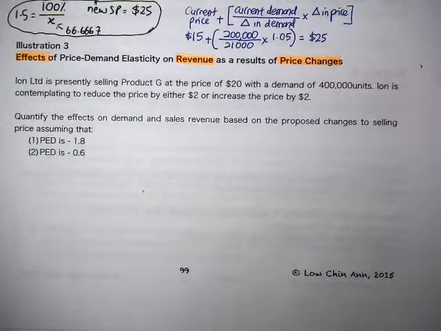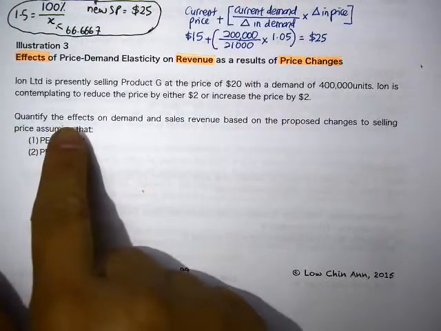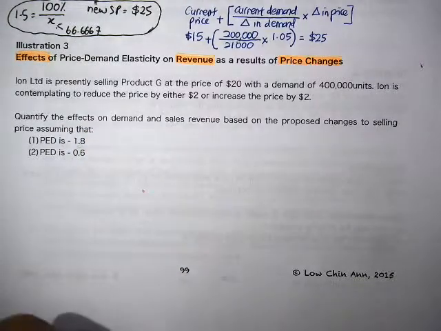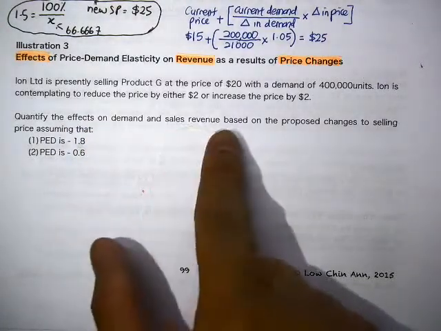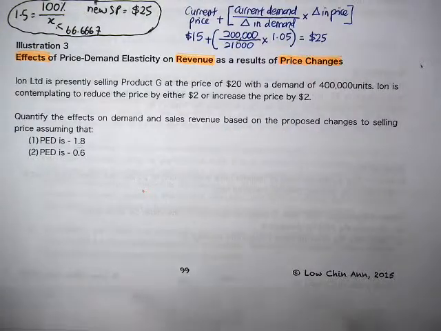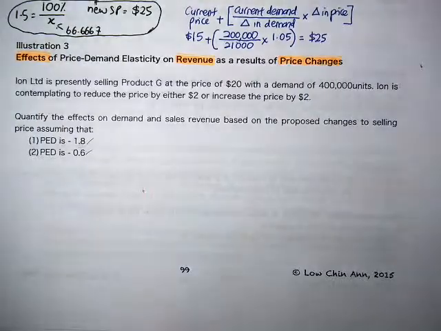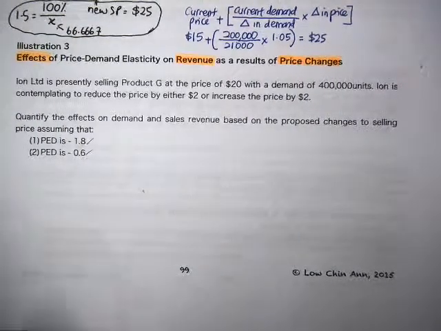Now the company is thinking, I want to cut price or increase price. Of course when you cut price or increase price, you must know what's the effect to the business, right? So now one thing is, what is the effect on the revenue? Quantify the effects on the demand and the sales revenue based on the proposed changes, assuming the PED is 1.8 and 0.6. Okay, now I'll do it here as well.